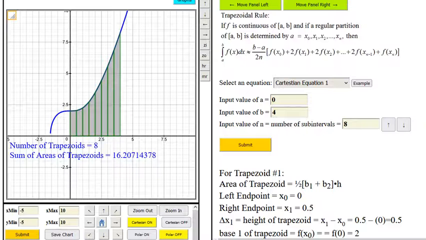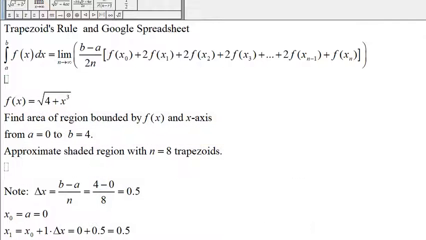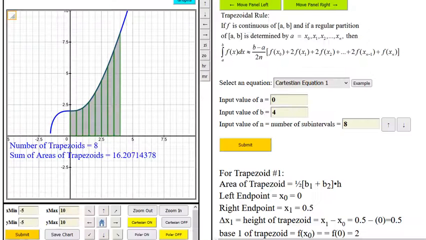And so we will use the trapezoid rule. And again, this is the trapezoid rule, and in this case, b will be 4, a will be 0. And so the width of each trapezoid will be 4 minus 0 divided by 8, which is 0.5. So the width of the first trapezoid will be 0.5.